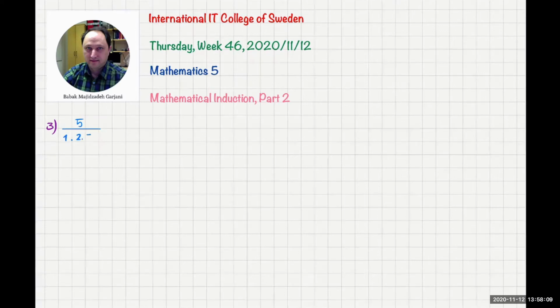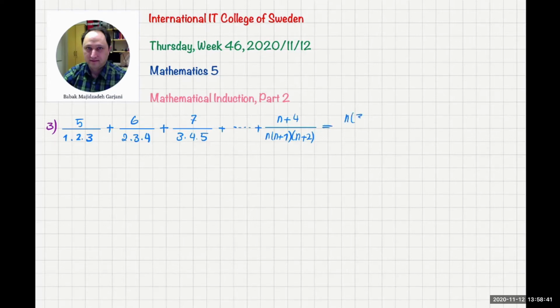So that's a product of 3 terms in the denominator, and then you have 6 over 2 times 3 times 4, and then 7 over 3 times 4 times 5, and then this continues so that we reach the last term, n plus 4 over n times n plus 1, n plus 2. And on the right hand side, I will have n times 3n plus 7 divided by 2 times n plus 1 times n plus 2. So we are supposed to prove this one.